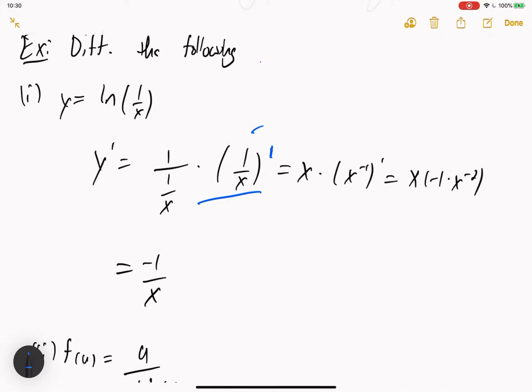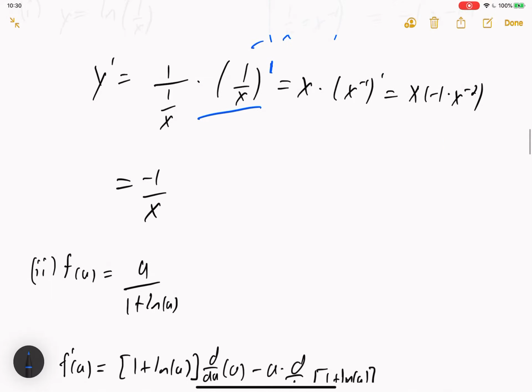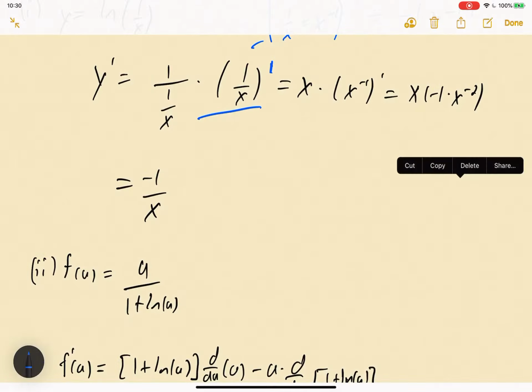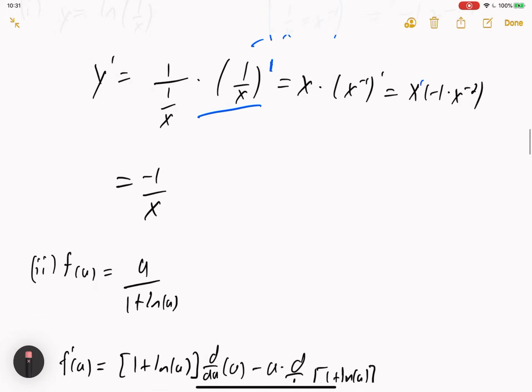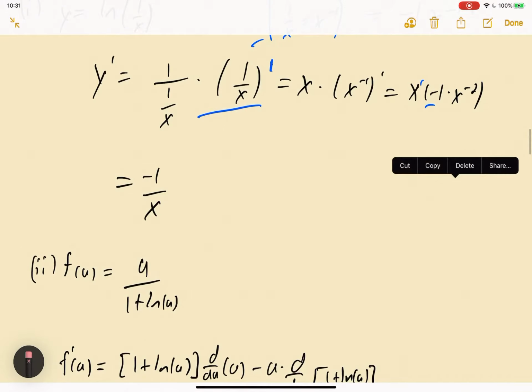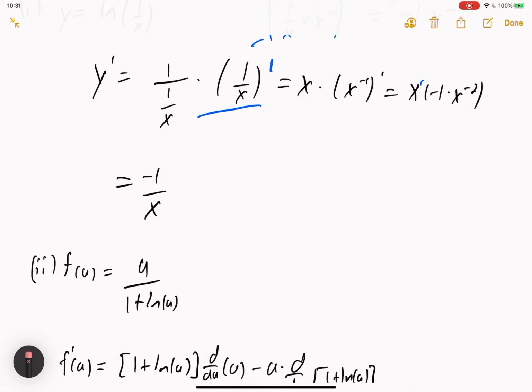So remember that 1 over x is equal to x to the negative 1. When you take the derivative, you just use the power rule: bring down that negative 1, subtract by 1, and this is what you get. So when you simplify, here you have x to the 1, and you just get x to the negative 1. And you have the negative, so it equals negative 1 over x.